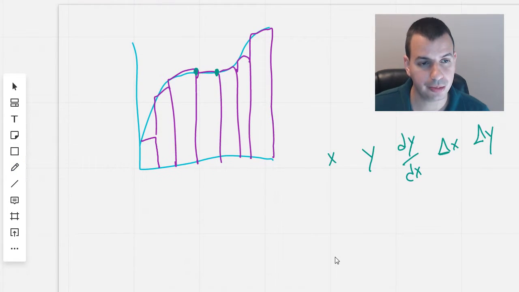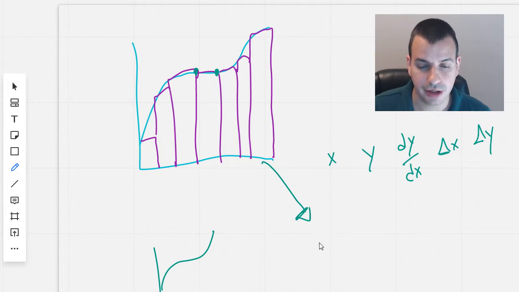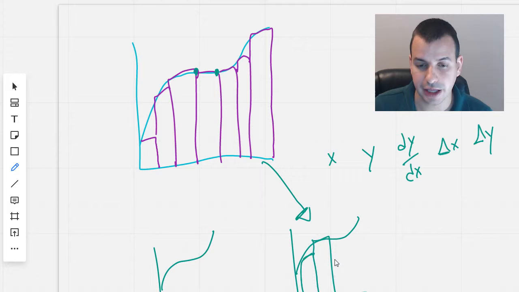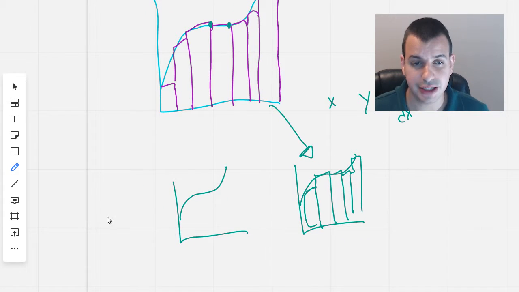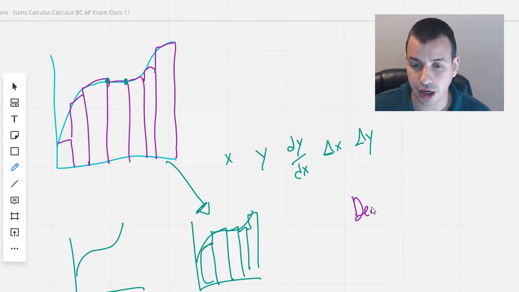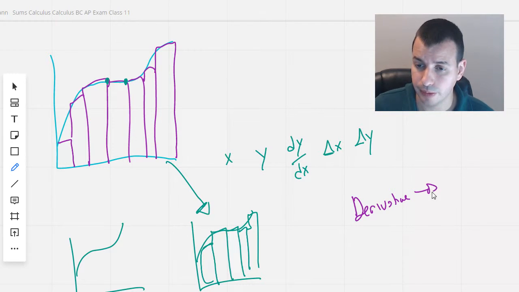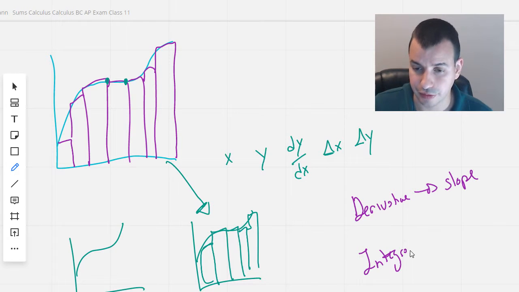But the idea with the Euler approximation is you start with a derivative, and you take that derivative and you draw a curve. Now with the Riemann sum, we start with a curve, and then we find the area under the curve. Now this is all just a different perspective. The key takeaway here is when you think of derivative, think of slope. And when we think of integrals, think of area under the curve.